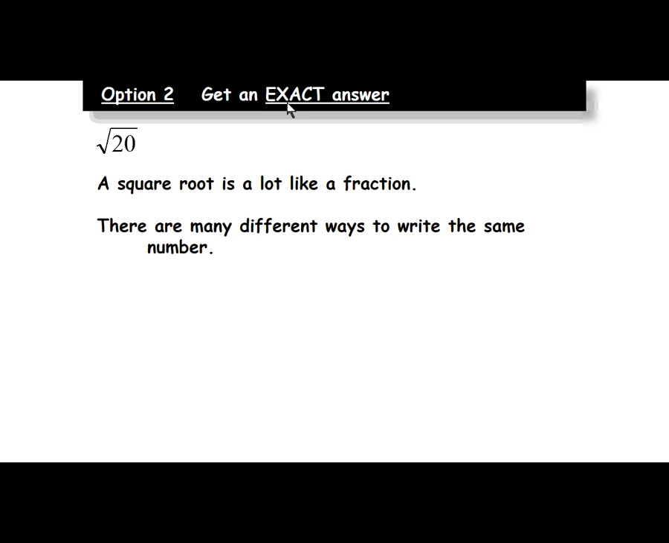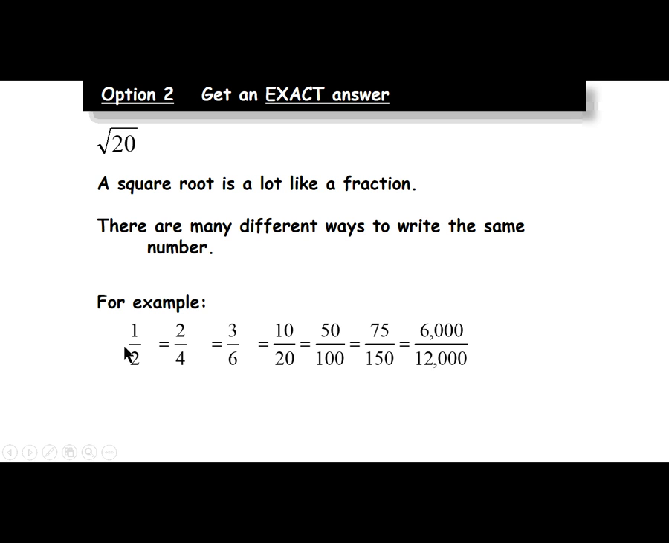So what if we can't give an approximate answer? What if we have to get an exact answer? Okay, simplifying a square root is a lot like working with a fraction. There's a lot of different ways you can write the same thing. For example, all these fractions on the bottom of the screen are all the same thing. They're all 1/2. 1 out of 2, or 2 out of 4, or 10 out of 20, or 6,000 out of 12,000. They all have the same value. They're just different ways to write it.